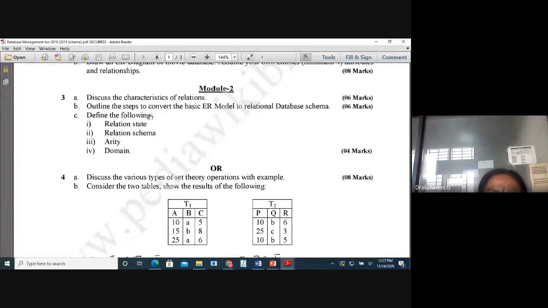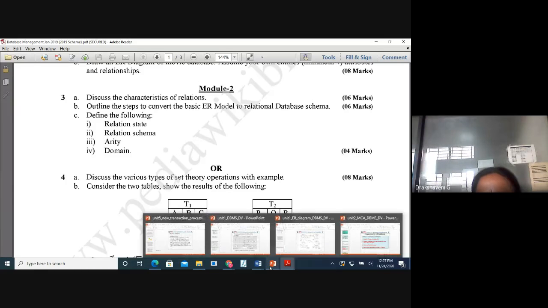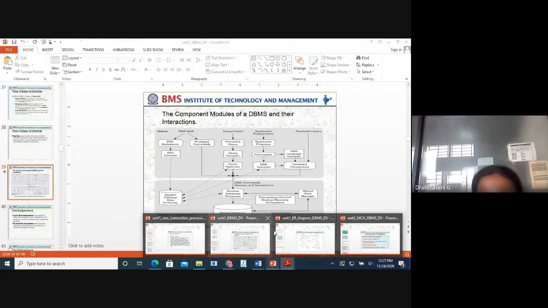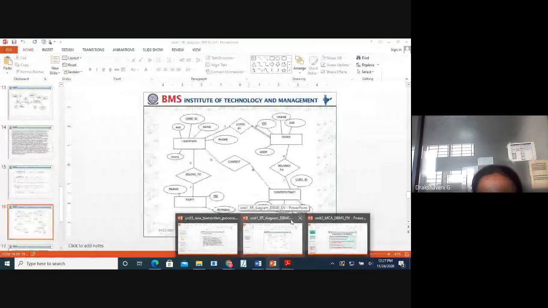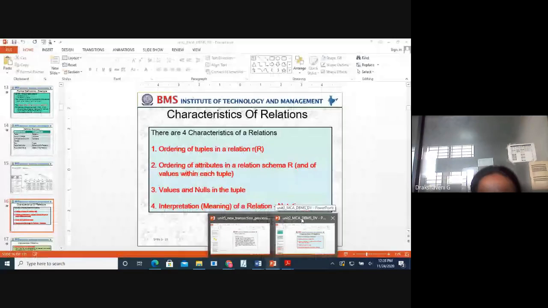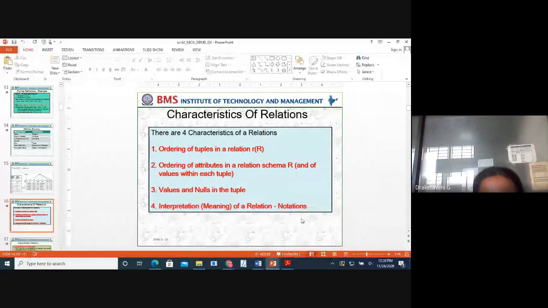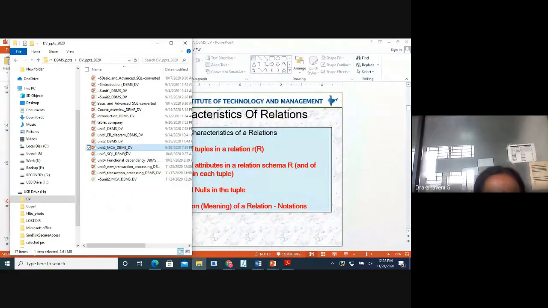Then outline the steps to convert the basic ER diagram to relational database schema. So what is the outline we are checking? Outline the steps to convert the basic ER model to a relational database schema. I'll just show you. So what is ER diagrams? Okay.